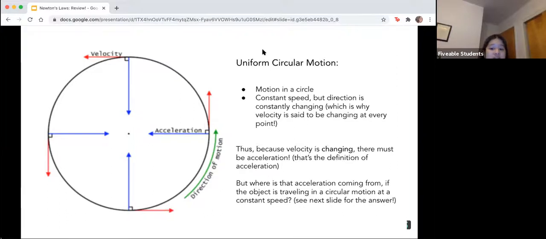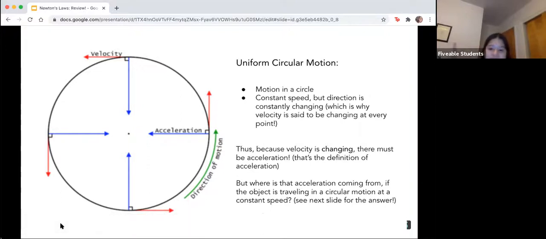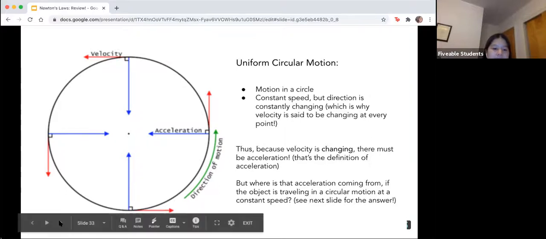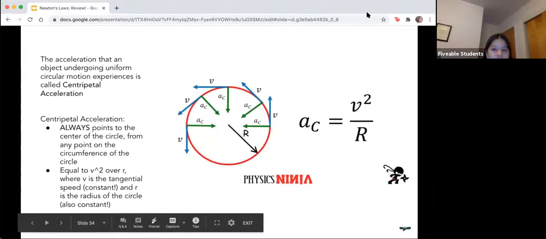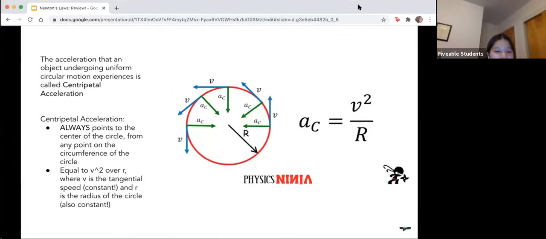Therefore, if velocity is changing, there has to be some kind of acceleration, because that's the definition of acceleration, right? When velocity is changing. I know speed's not changing because it's uniform speed, but the direction is constantly changing. And velocity is not just speed, but it's also direction. So now the question I ask ourselves is, where is that acceleration coming from? And the answer is, ta-da, centripetal acceleration, however you want to pronounce it.